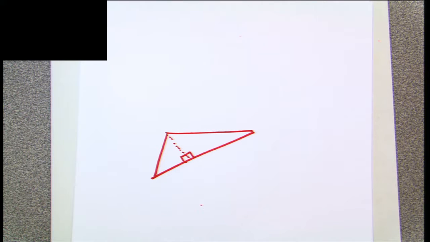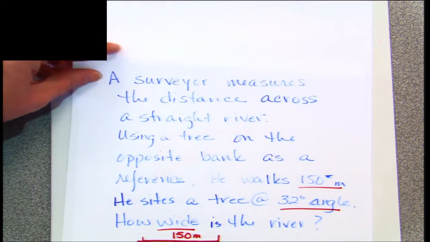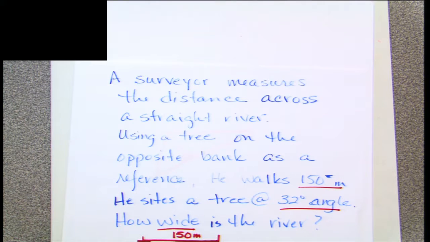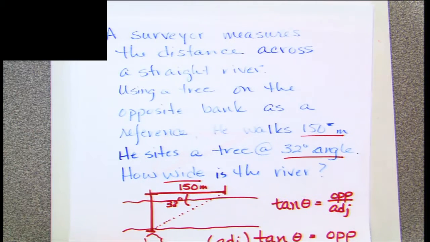Okay, so I'm told it's a straight river, and I'm using a tree on the opposite bank as my reference point. So I actually set this one up to be a right triangle, and the wording is going to tell me that that's the case. Now, I can do this kind of a triangle, and then I can use my law of cosines as well.